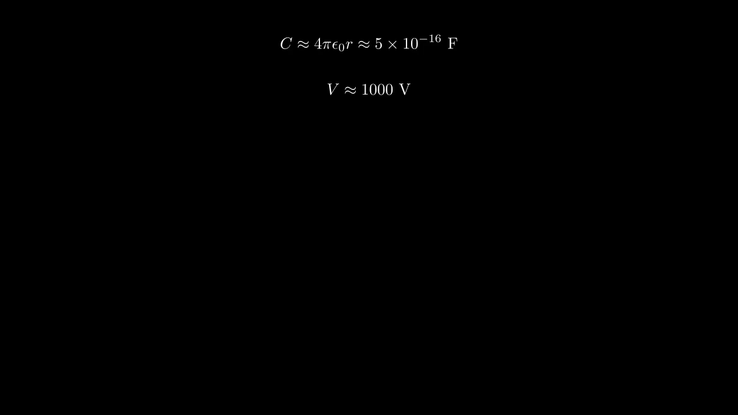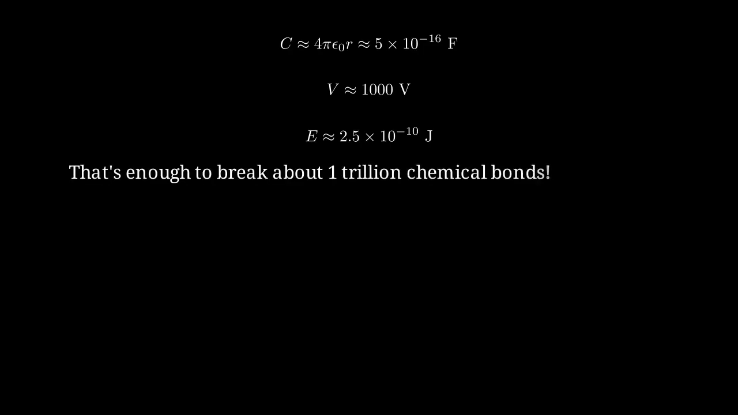Let's calculate the total energy involved in these phenomena. Consider the energy released in a single microlightning discharge between 2 droplets. The energy stored in the capacitance of a droplet is 1/2 CV squared. For our 10 micrometer droplet, the capacitance is about 5 times 10 to the negative 16 farads. The voltage is approximately 1000 volts based on our earlier field calculations. This gives an energy of about 2.5 times 10 to the negative 10 joules per discharge event. This tiny amount of energy is actually enough to break about 1 trillion chemical bonds, making chemistry possible.